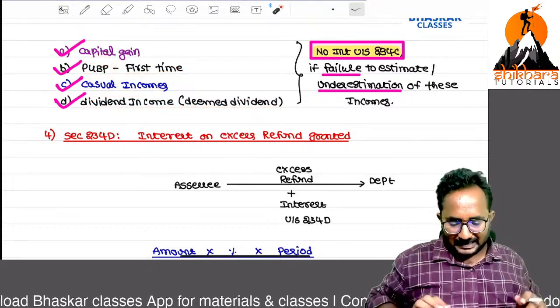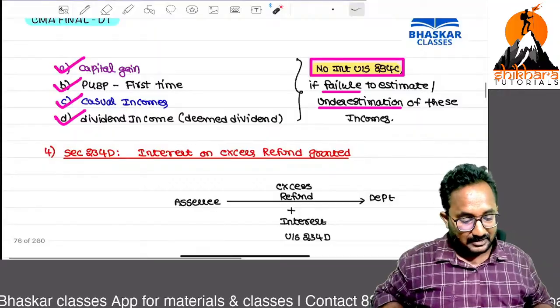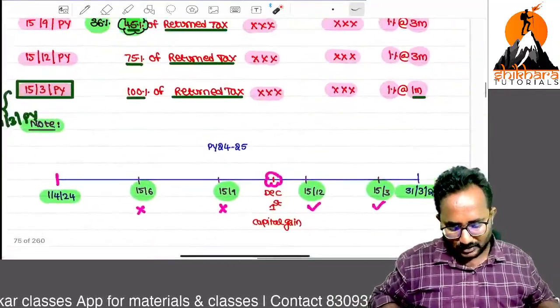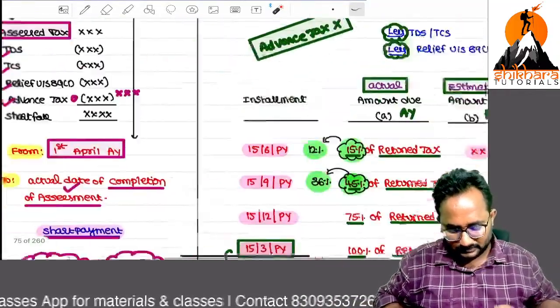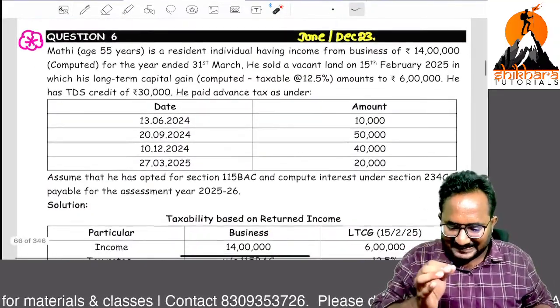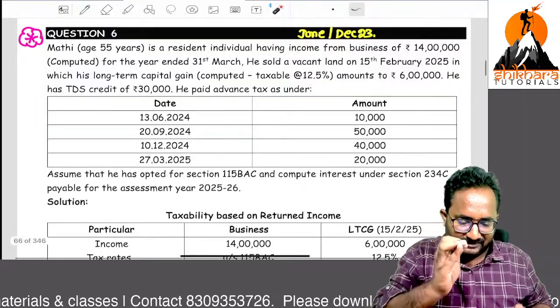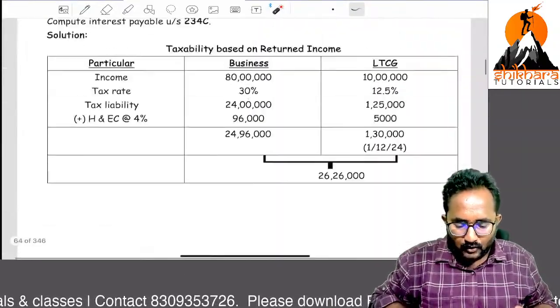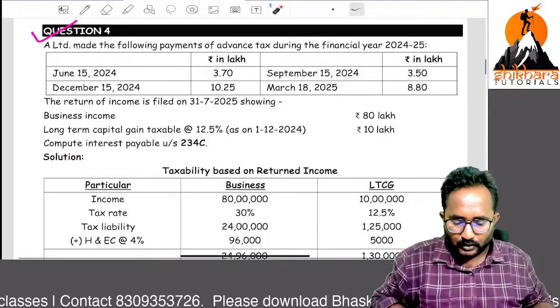Akka, I think you are taking dinner or you are doing some other activity also. Listen carefully. Now, okay, one problem. Question number 6, I will tell you the changes in this question. But now we can start question number 4.